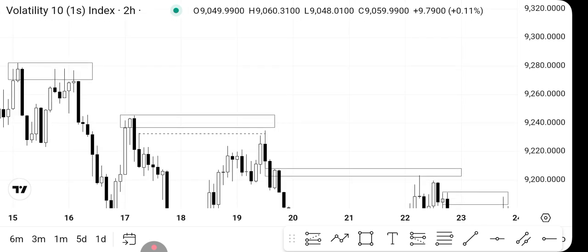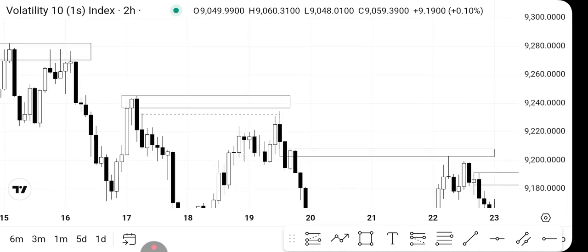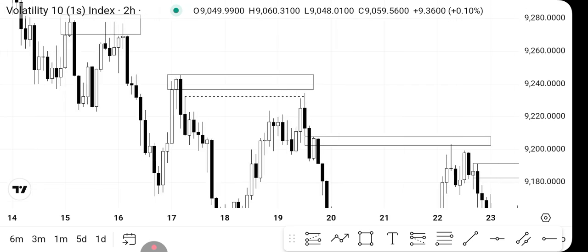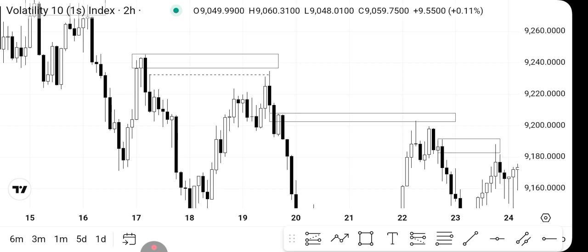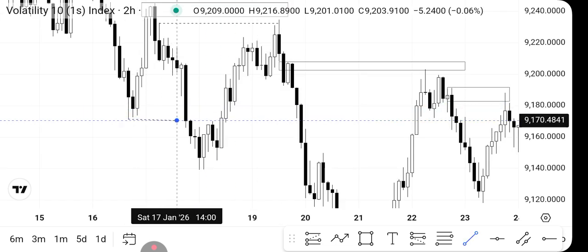In the next video, talking about order block. So order blocks are what are found in the origin, basically. So we have this break of structure here. This is the major break of structure.